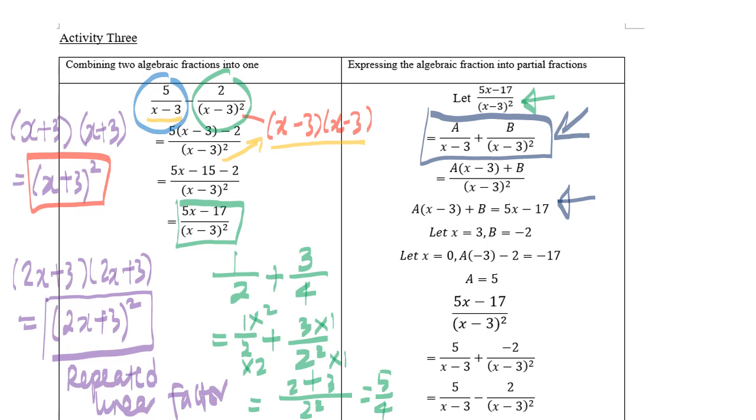I let x equal to 3 because I want to eliminate a so that I can find the value of b. After I have found the value of b, I can let x be any other value but not 3. I can let it be 0, 1, 2 or anything but not 3, so that I can find the value of a. After that, I can just substitute the values of a and b into the double star to get your two partial fractions here.